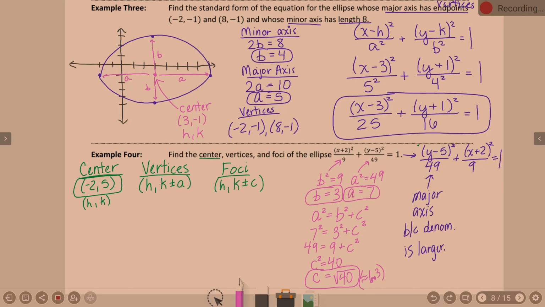Okay. Let's go back into our vertices. H, which is -2, K, 5, plus or minus A, which is 7. Do you get to leave your vertices like that? No. Why not? Can you do 5 plus 7 and 5 minus 7? Yes. Okay. So come up with your vertices. Tell me the vertices are what? -2, comma 12 and -2, comma -2.